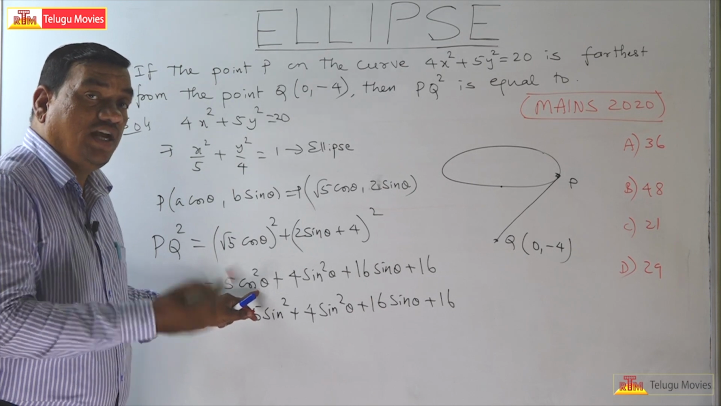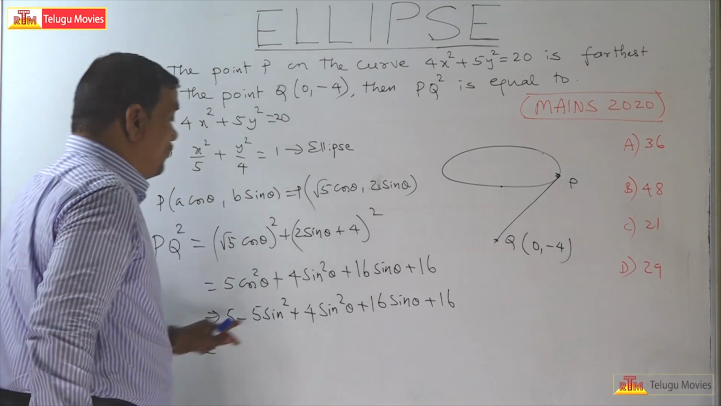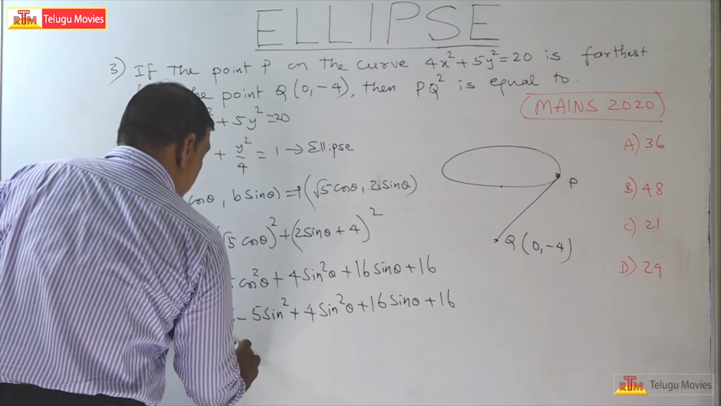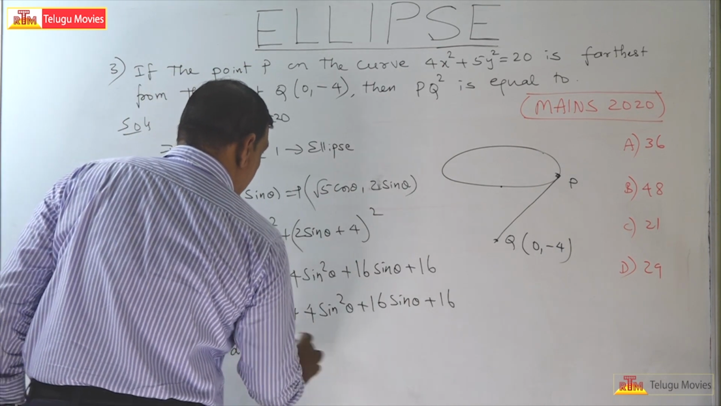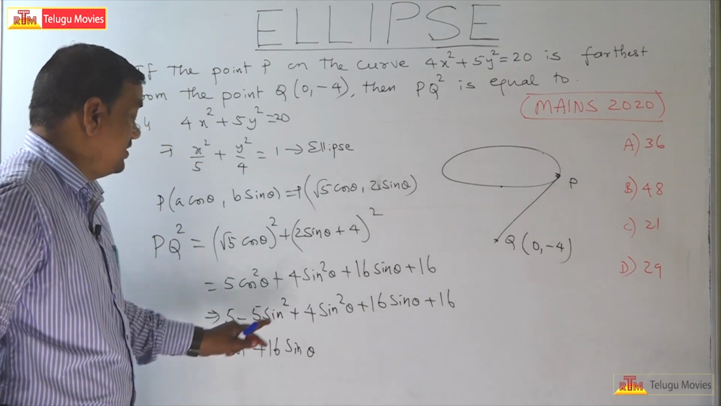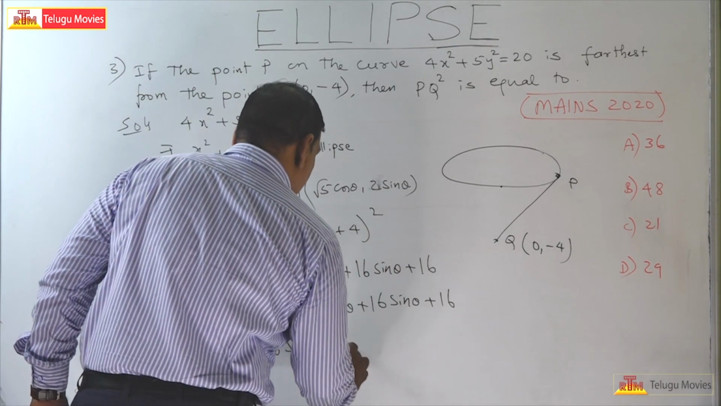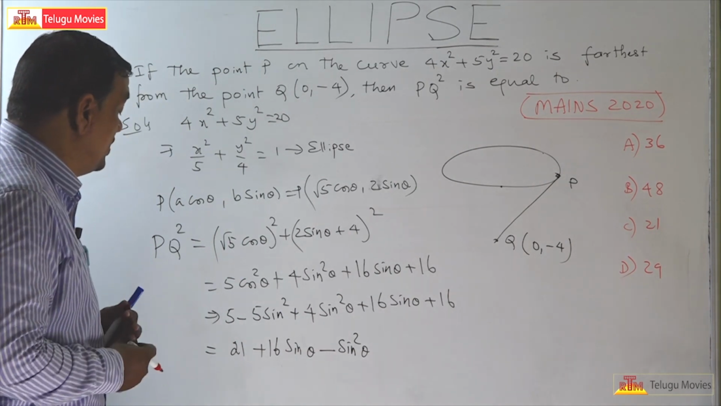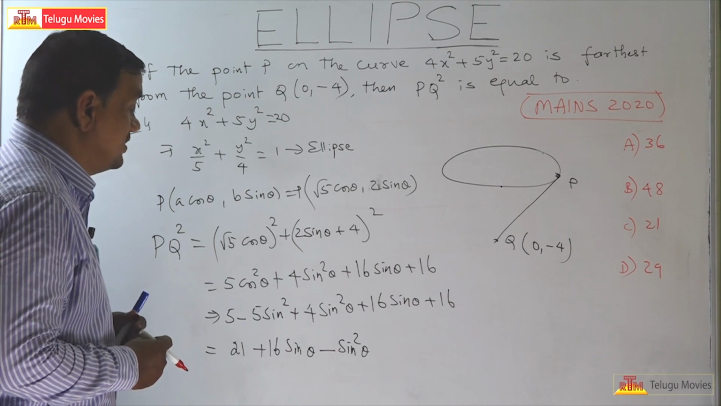Cos square theta, I wrote as 1 minus sin square theta, and I multiplied this. So this is equal to 5 plus 16, 21. So this is 21 plus 16 sin theta minus 5 sin square theta plus 4 sin square theta. So this is equal to 21 plus 16 sin theta minus sin square theta.